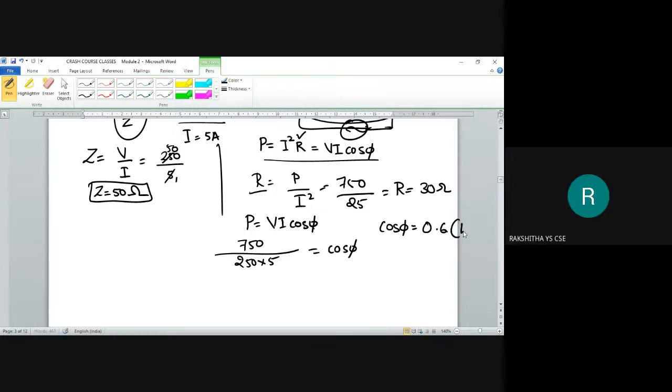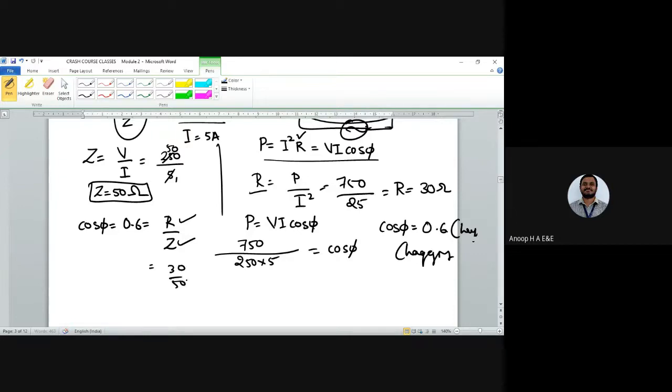Okay, so it is said to be lagging in nature. So cos phi would be equal to 0.6, that would be equal to R divided by Z. The value of Z is known and the value of R is known, so you can easily calculate 30 by 50. So what is the power factor?